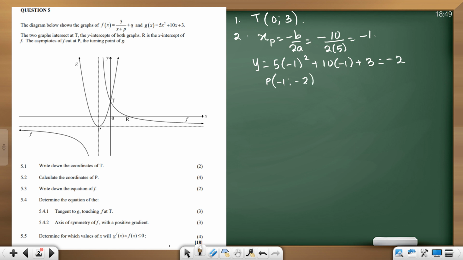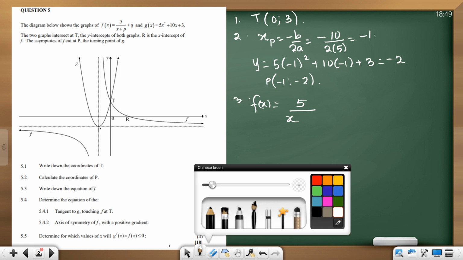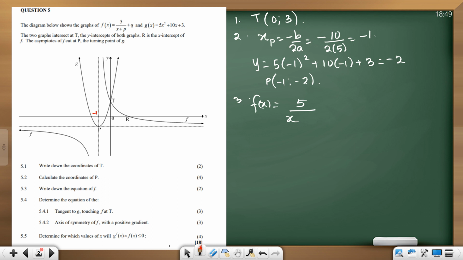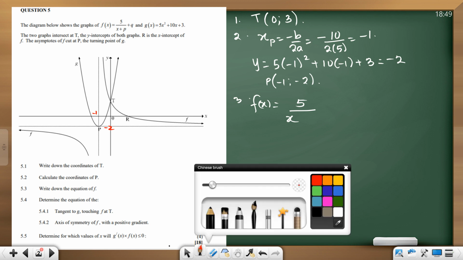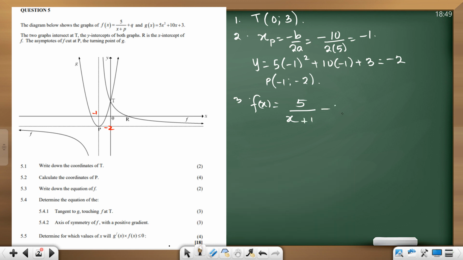Negative 1. All right, number 3. Write down the equation of f. Now they want the equation of our hyperbola. f of x therefore will be 5 over x. Give me your answer here. Now we know this value here, our turning point x is what? Negative 1. And this one is negative 2. But remember, it's the x, the sign must change. So what do we have? Plus 1.